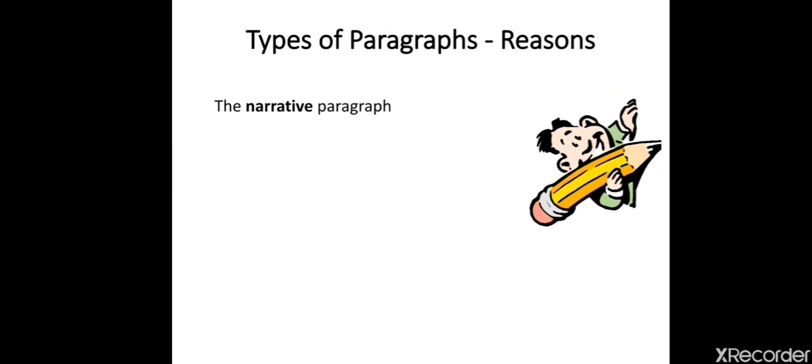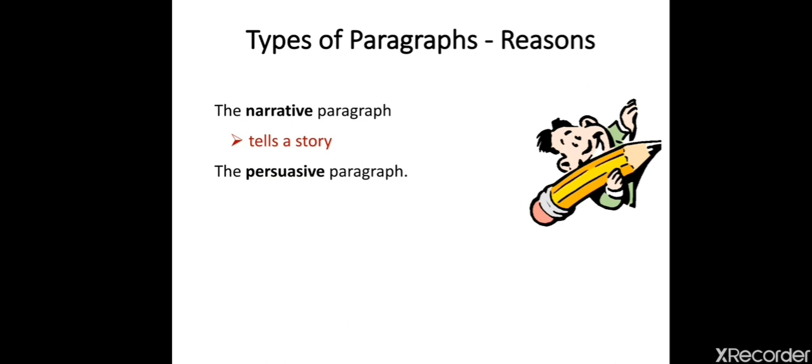We can classify them into different types. Narrative paragraph: mostly travelers or storytellers will be using narrative paragraphs. They will narrate the incidents they witnessed. It tells a story. A narrative paragraph is used to tell a story. Story writers will be using this technique in different paragraphs.